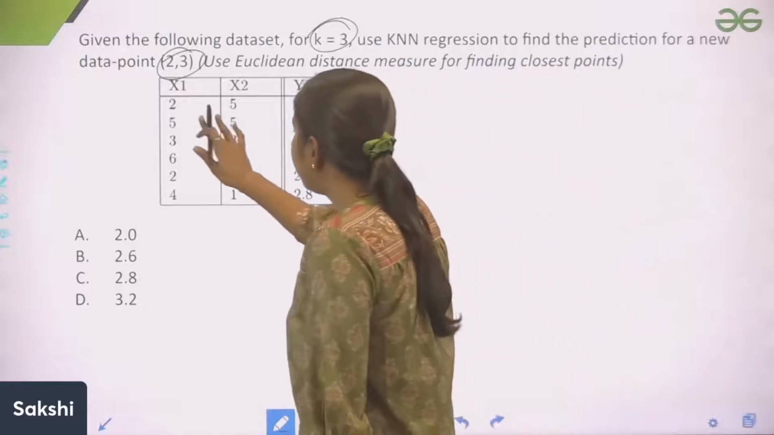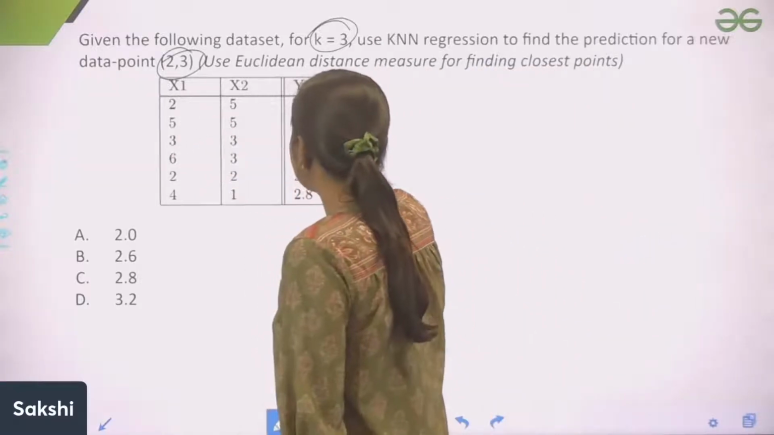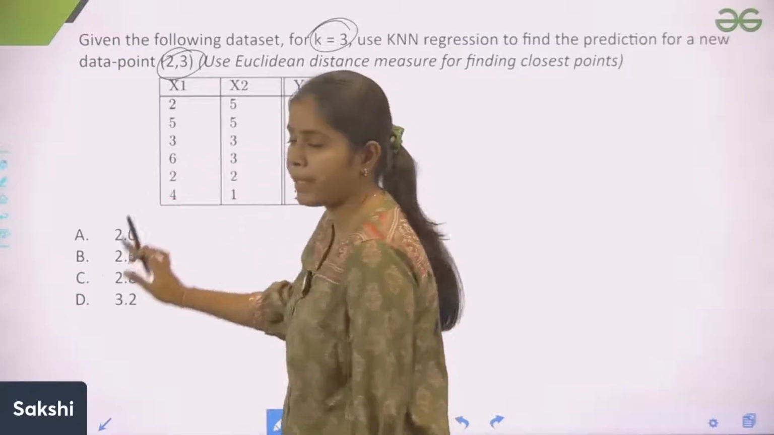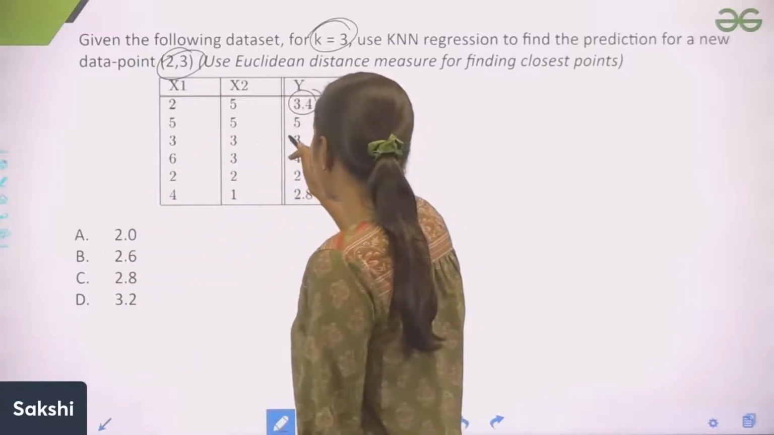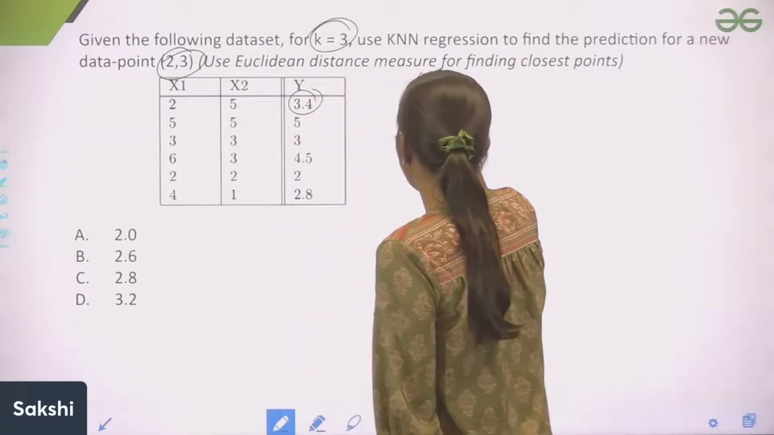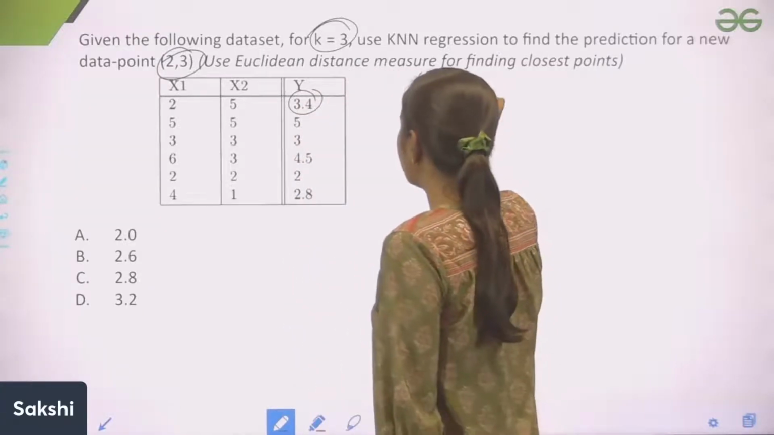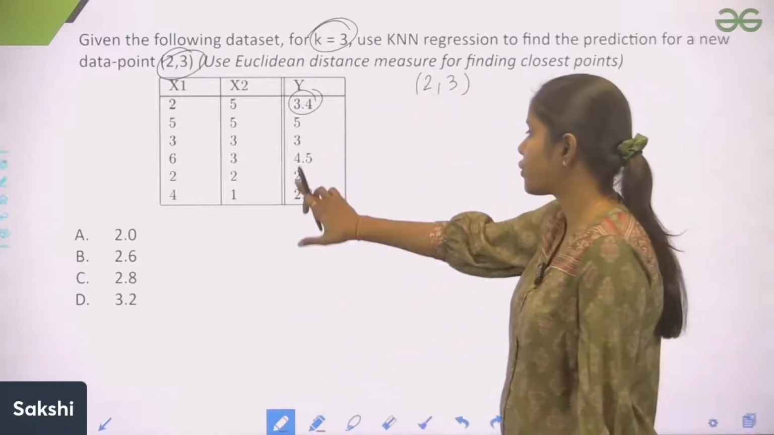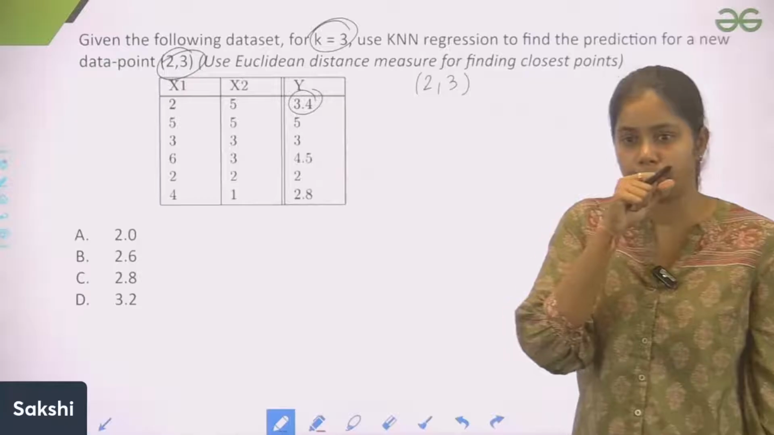ओके तो अब 2,5 के लिए हमारे पास वैल्यू है 3.4. 5,5 के साथ मतलब x1 फीचर जब 5 वैल्यू ले रहा है, x2 फीचर 5 वैल्यू ले रहा है, तो y की वैल्यू 5 आ रही है. अब हमको क्लासिफाई करना है कि अगर मेरे पास कोई पॉइंट 2,3 है, x1 इज 2, x2 इज 3, तो हमारे पास y की क्या वैल्यू होगी? नॉट क्लासिफिकेशन, रिग्रेशन. दैट मींस दिस वैल्यू है, दिस न्यूमेरिकल वैल्यू, राइट?